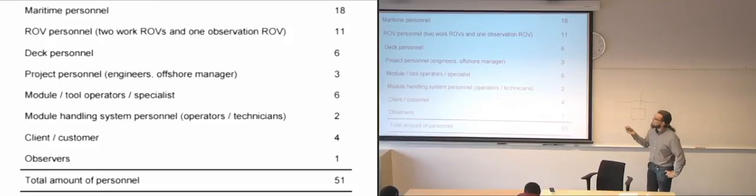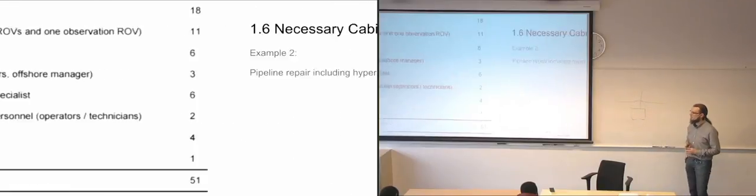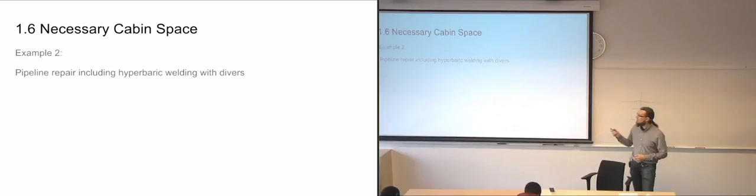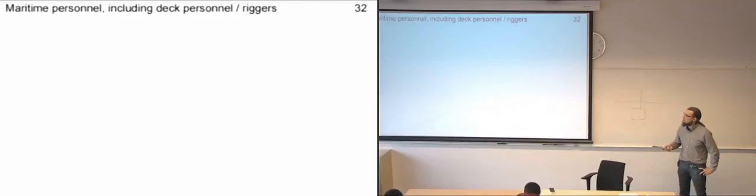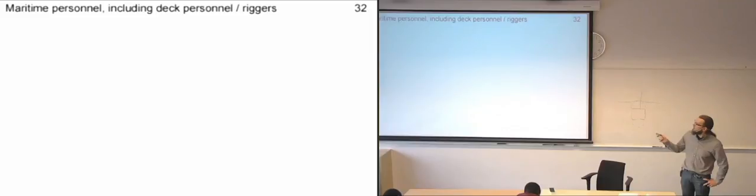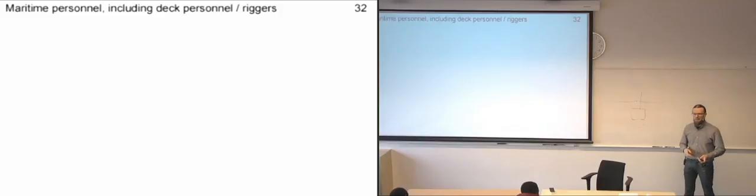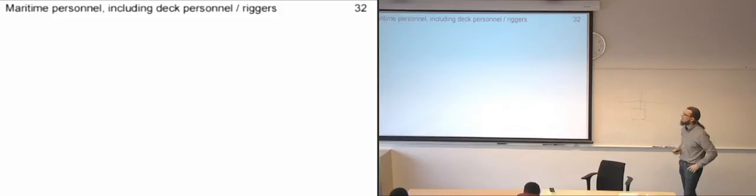And that's just an ROV operation offshore. So the next one we're going to look at is a pipeline repair, including hyperbaric welding, and it's divers that are performing the hyperbaric welding. So then we have, again, maritime personnel, but this time we're including deck personnel and riggers, so we get 32 in all running the vessel. Deck personnel and riggers are handling the anchor systems and all of the regular stuff on deck for that one.